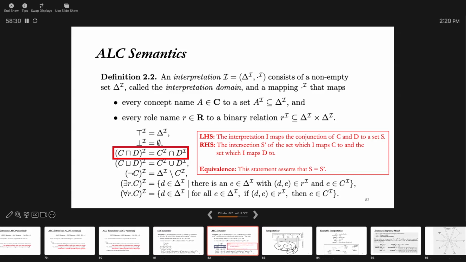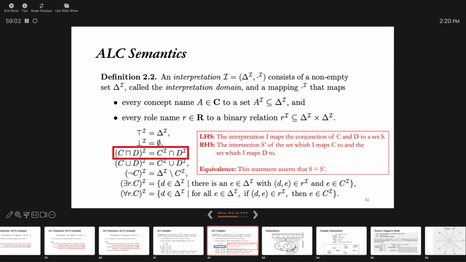Interpretation is what we use in logic often. It's like a standard locution that we use to map the symbols to the world, or the symbols to a domain. We say that's an interpretation function. This interpretation consists of a non-empty set called the interpretation domain. This is a set and a mapping that maps every concept name to some subset of the domain, every role name to a binary relation in the domain. That's basically it.